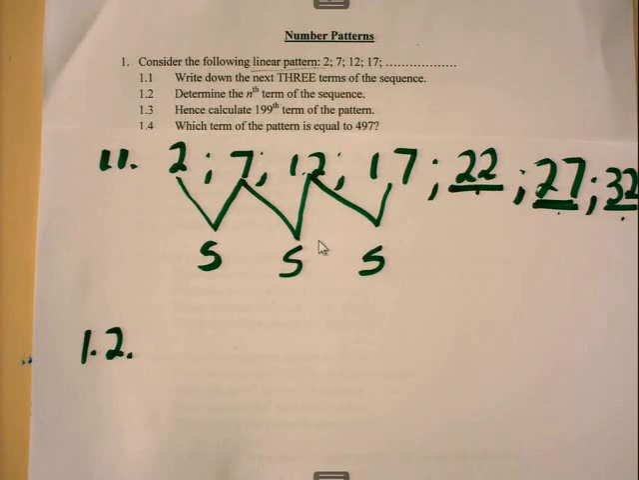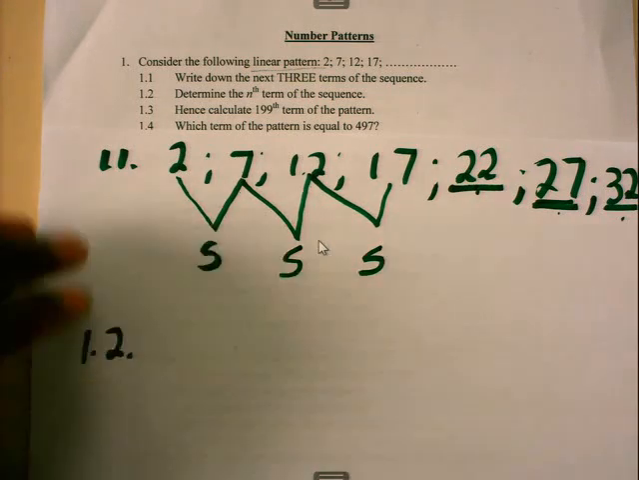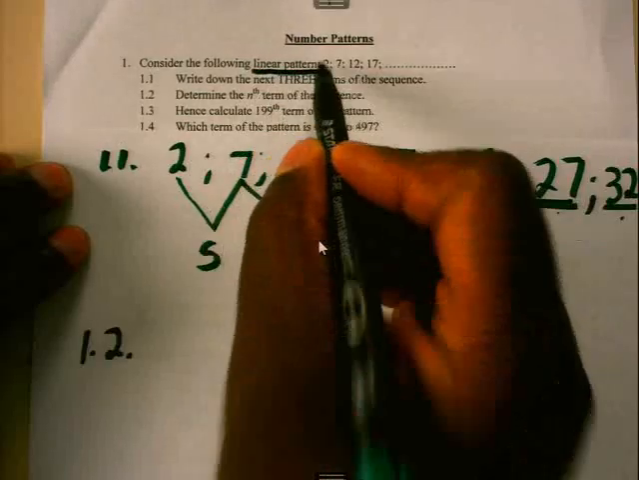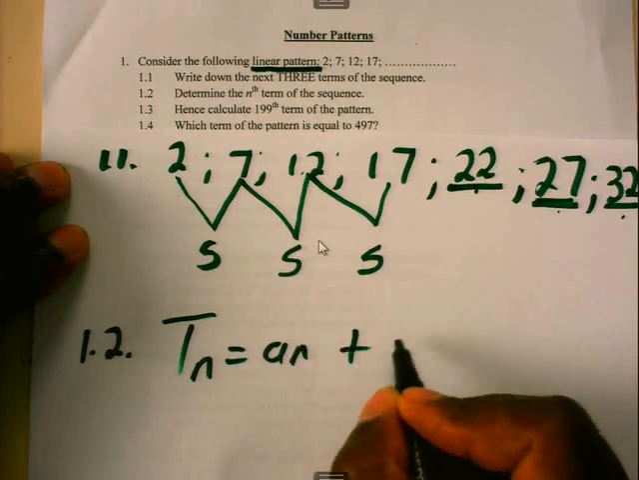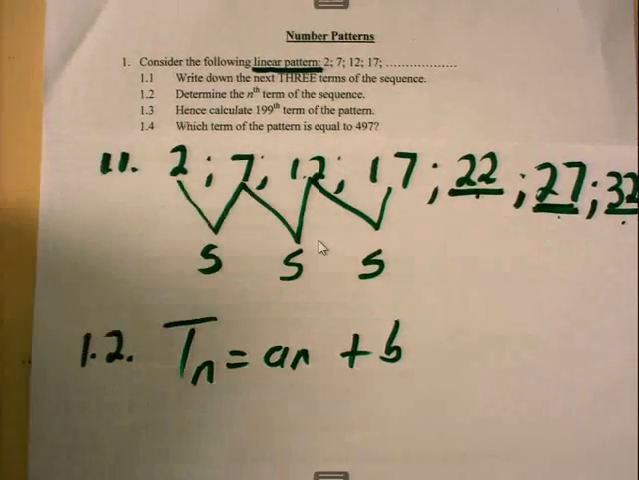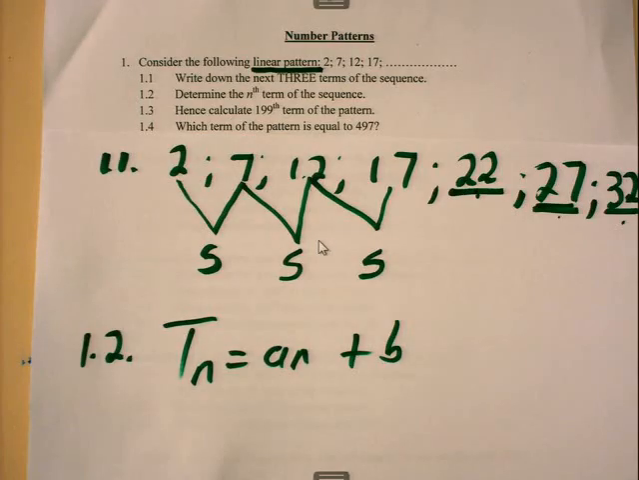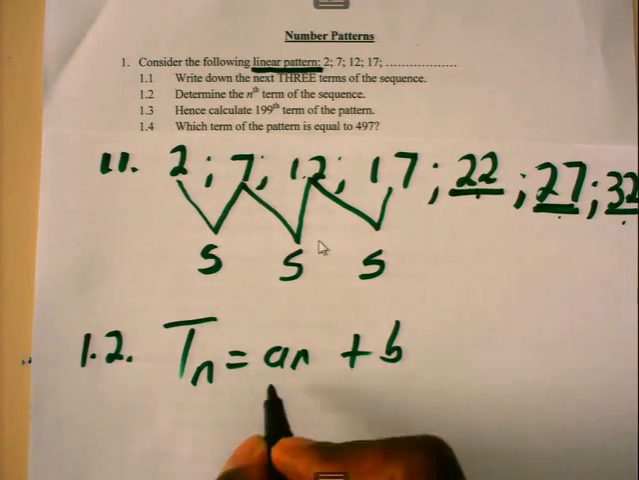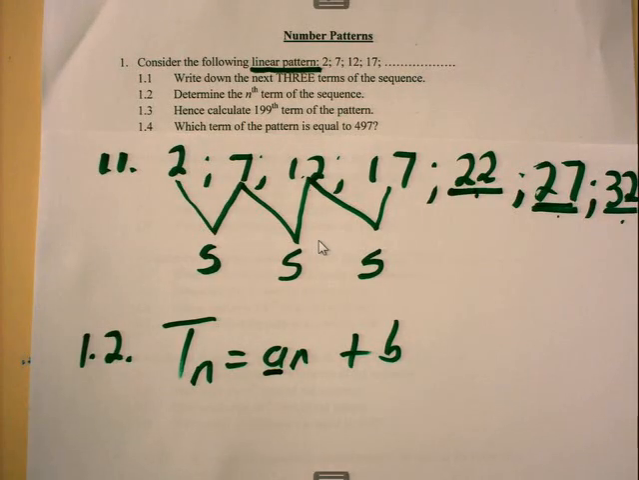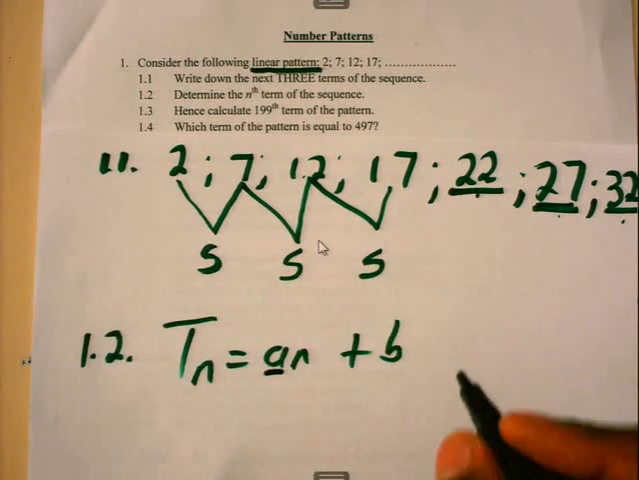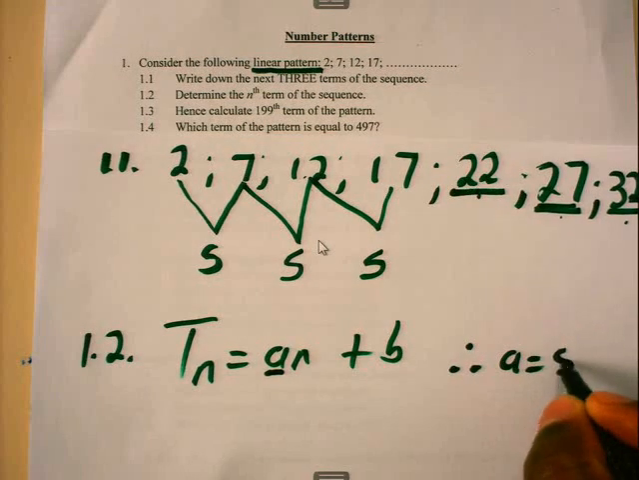1.2 states, determine the nth term of the sequence. Remember, this is a linear number pattern. A linear number pattern is given by Tn equals an plus b. What does this a represent? In this case, a represents the common difference. So in this case, our common difference was 5. This means that a is equal to 5.